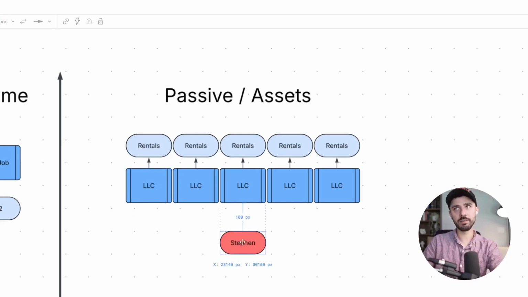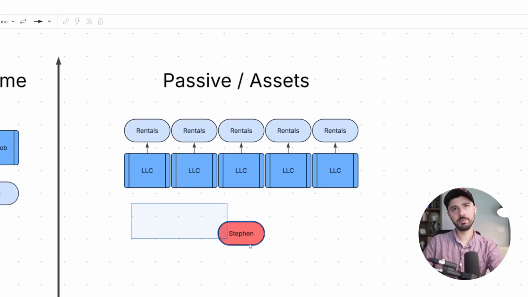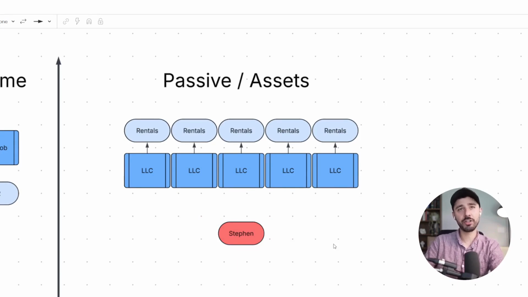Now, let's get a little bit more technical here. Who owns these LLCs? Who should own them? Yep, Steven should own them. So it should be like this. Should it be like this? We could get a little bit more fancy.